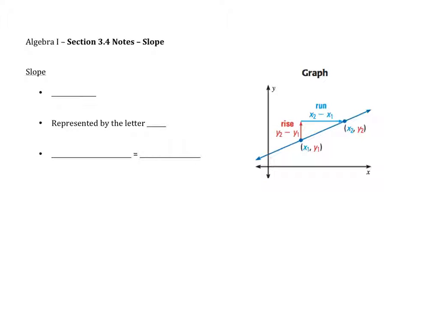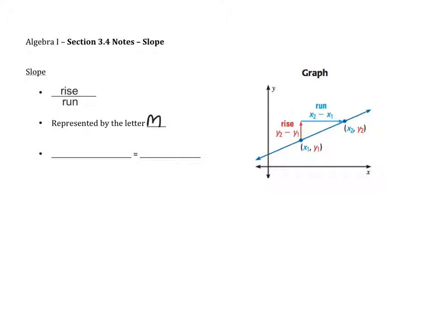Section 3.4 is all about slope, and this should be another section that is just a review over things that you've learned in the past. Let's start this section with the most basic definition of what slope is. Slope is rise over run. Typically, you represent slope with a lowercase m.